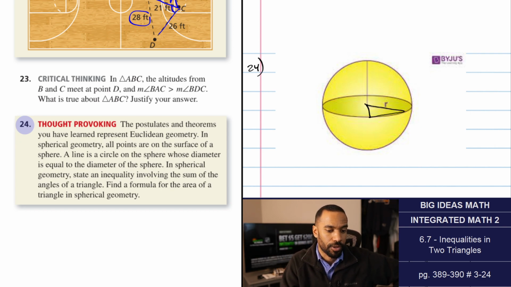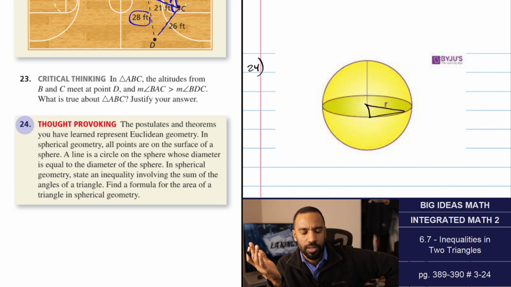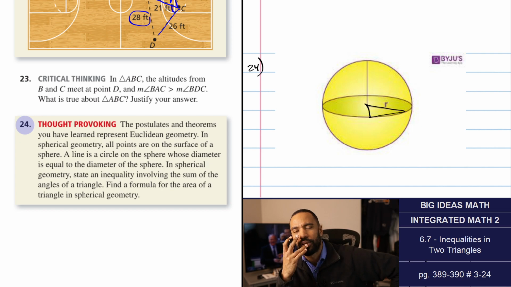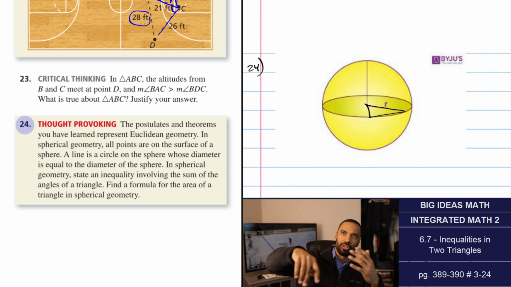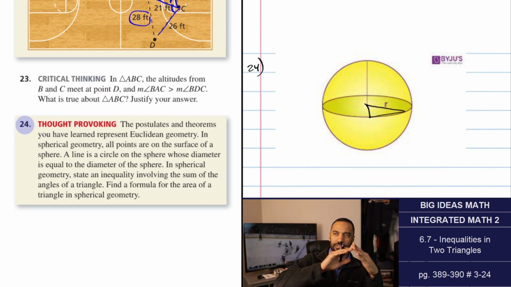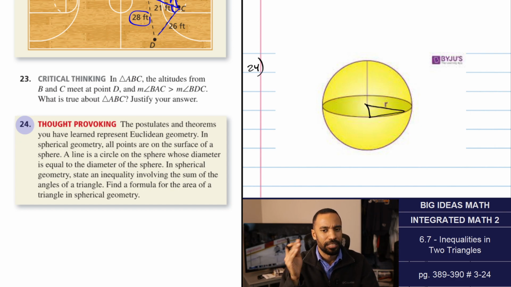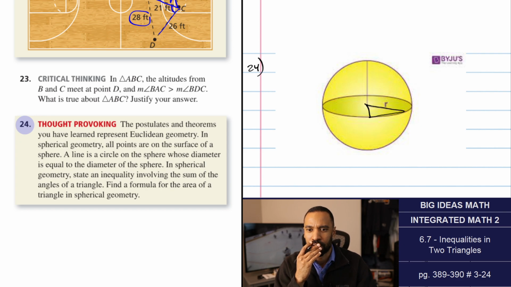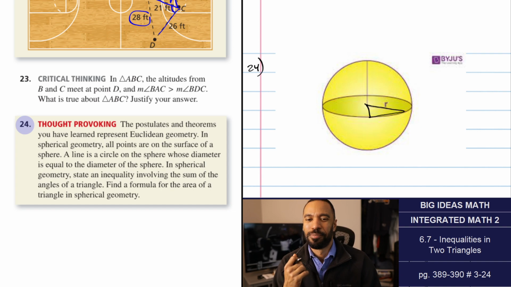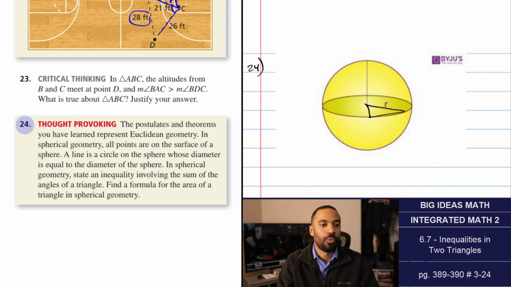I have no idea where they're going with this. Let me think about this. Angles of a triangle. I mean, we know that they have to add to 180, right? Angles in a triangle. But they said in spherical geometry. Well, they're mentioning a line. So this circle thing being a line, do they mean if you unfold it, you do something like that? I have no idea. This is one of those things where I just have no idea what the heck they're talking about, because I don't know what they're doing when they bring that up.